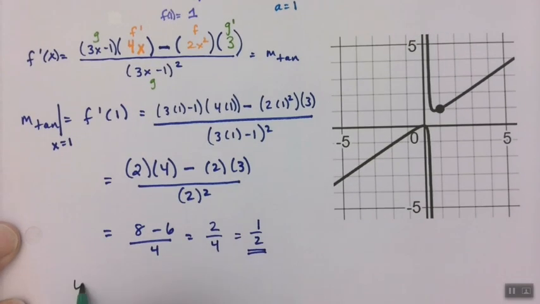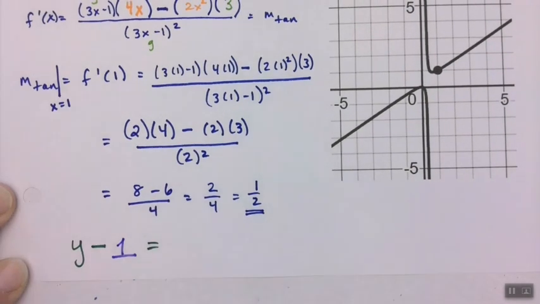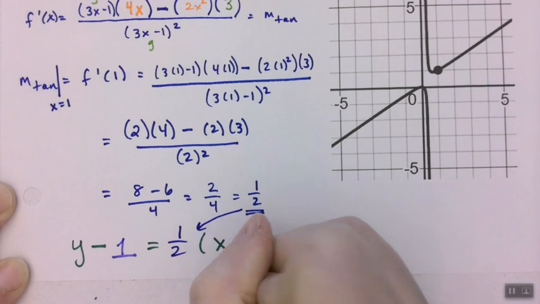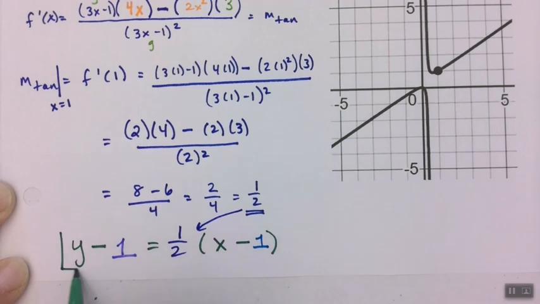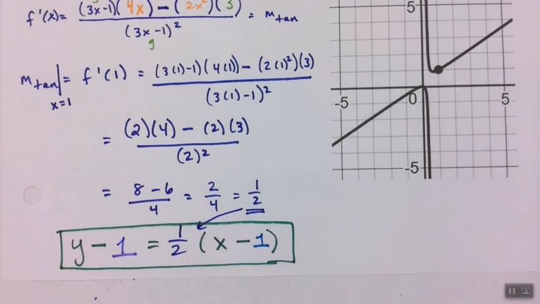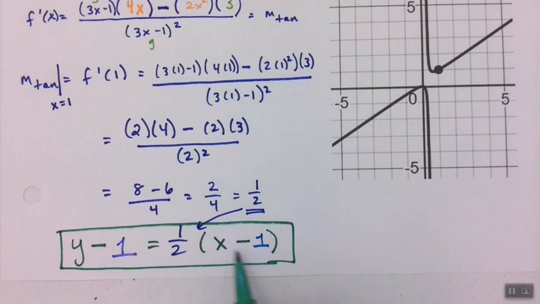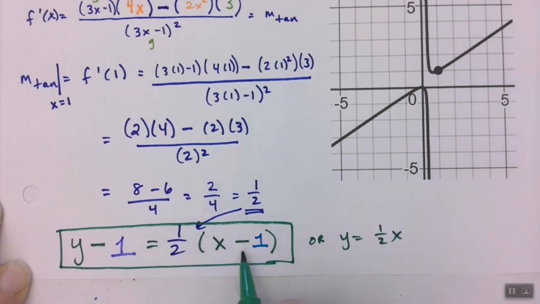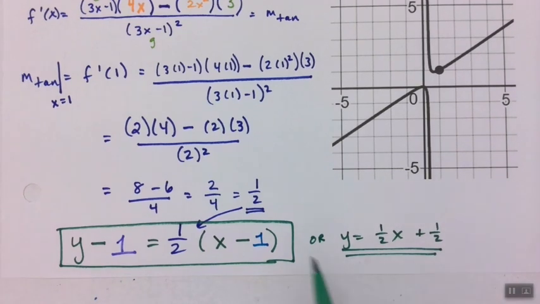So the answer is y take away 1, because that was f of a, equals 1/2, that's the derivative we just found. That's our slope, times parentheses x take away 1, because that was what a was. Ta-da! Now if you want to rewrite that, you distribute your half. A half times x, so this would be y equals 1/2 x, take away a half plus 1 will be plus a half, if you want slope-intercept form. This is point slope form, that's slope-intercept form.